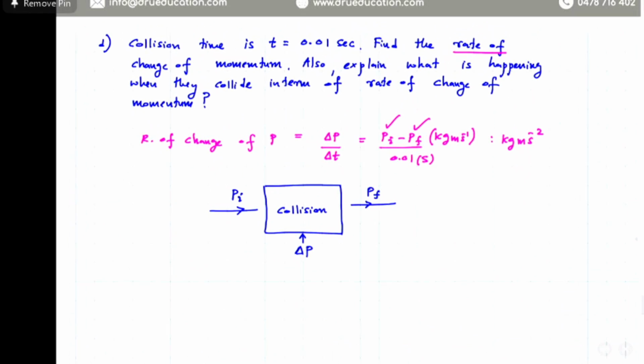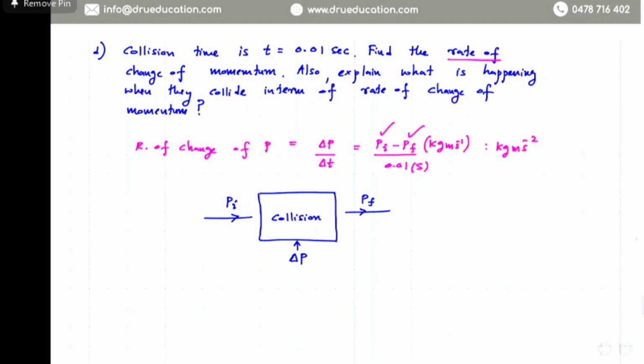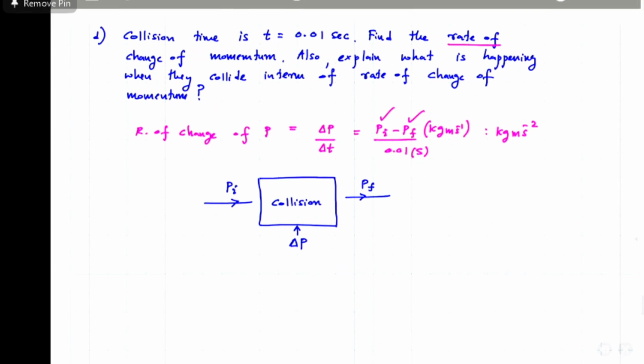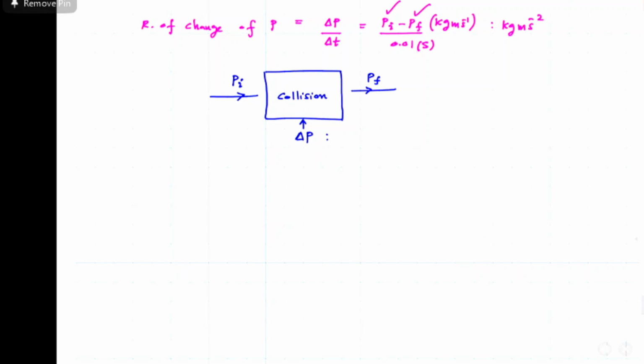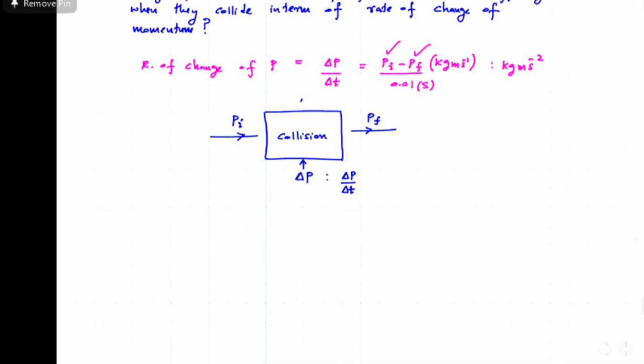Now the question is asking, also explain what is happening when they collide in terms of rate of change of momentum. Okay. Now delta P is there. Also delta P over delta T is there. Right? So why? Because collision time is there. Collision time is delta T.